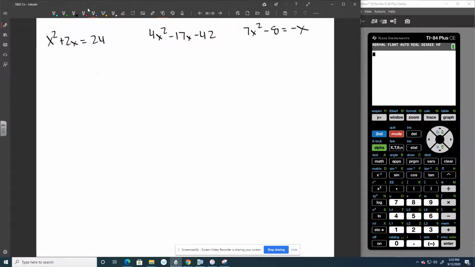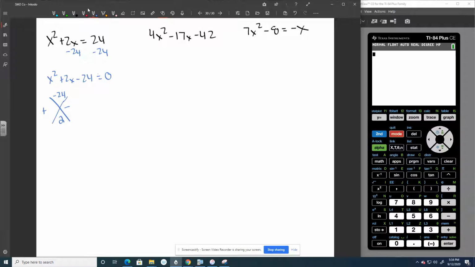What happens if it's not equal to 0? Well, then I just make it equal to 0. I would just minus 24 from both sides. So I end up with x squared plus 2x minus 24 equals 0. So I'm looking for two numbers that multiply to negative 24 but add up to 2. So this time, correctly, I know there's a positive and a negative. The positive is going to be the bigger one because they add up to be a positive 2.